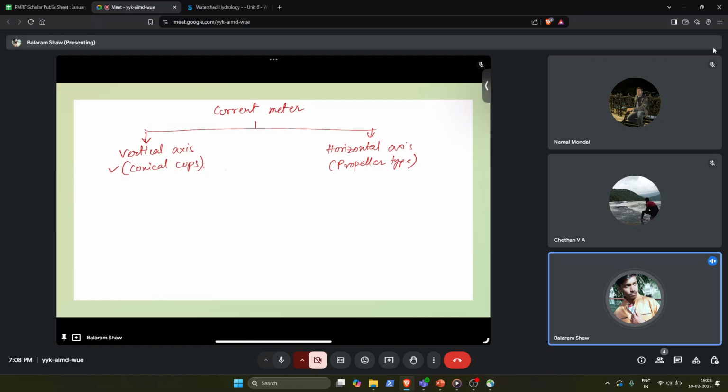Those kinds of current meters have conical cups fitted into the instrument, whereas some current meters like the OTT or the Nippon are examples of propeller type instruments. Mostly these current meters, both propeller and cup type, should have a velocity range of around 0.15 to 4 meters per second. These horizontal axis or propeller type are less sensitive to the vertical velocity component, and hence have more advantage than the conical cups.